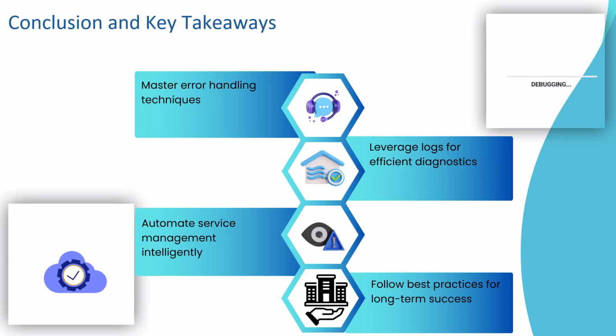We've covered a lot, and if there's one thing to take away, it's this. Smart troubleshooting saves time, frustration, and unnecessary caffeine consumption. Handling errors efficiently is half the battle. Logs. They hold the answers if we know where to look. Automation. It's the secret weapon of productivity. And sticking to best practices. That's the recipe for smooth operations.